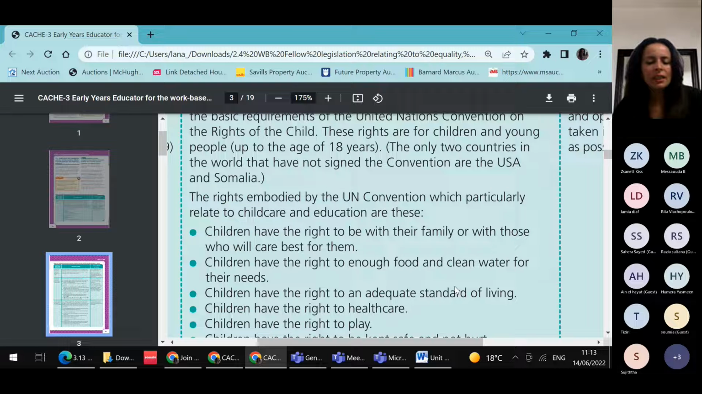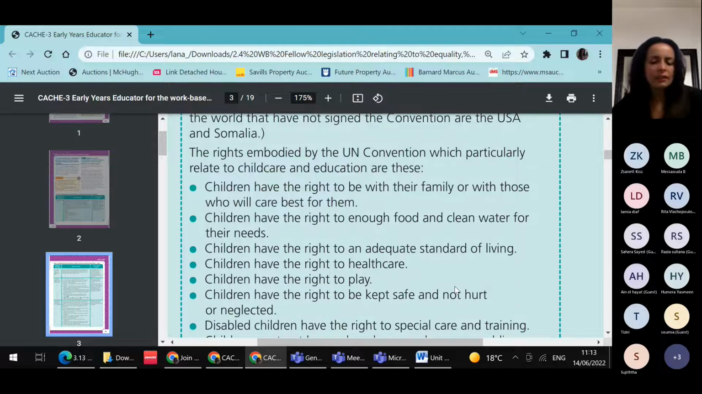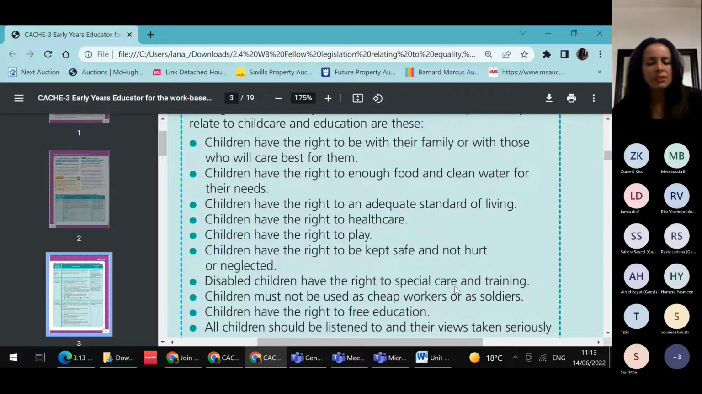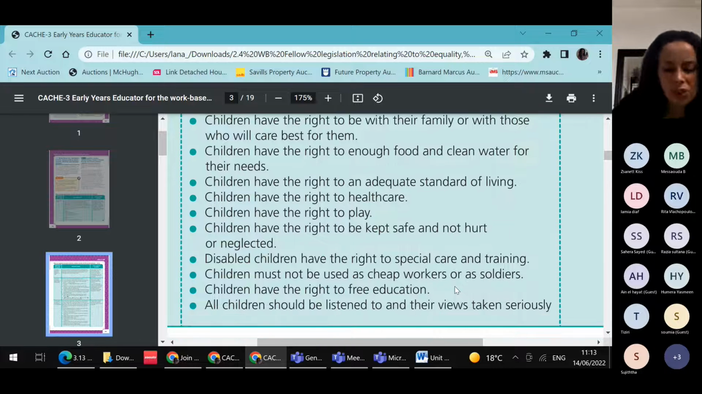Also, children have the right to enough food, clean water, to fully fulfill their needs. Also, children have the right to an adequate standard of living. The children have the right to health care. They have the right to play. And they have the right to be safe, not hurt, not injured, not neglected. Disabled children have the right to special care and training.